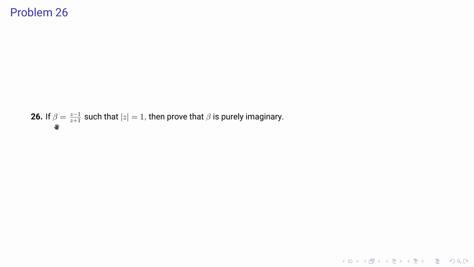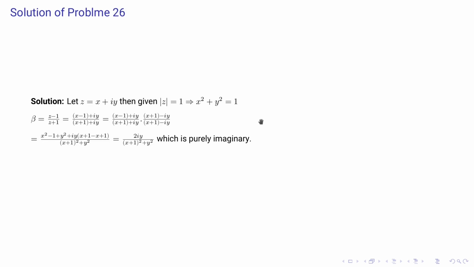Problem 26 says that if beta is equal to (z minus 1) by (z plus 1) such that mod z is equal to 1, then prove that beta is purely imaginary. Now we let z is equal to x plus iy, so mod z is 1, that is x square plus y square is equal to 1. Now (z minus 1) by (z plus 1) is equal to (x minus 1 plus iy) divided by (x plus 1 plus iy).